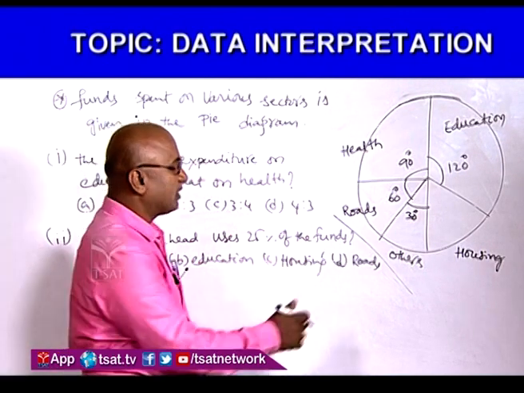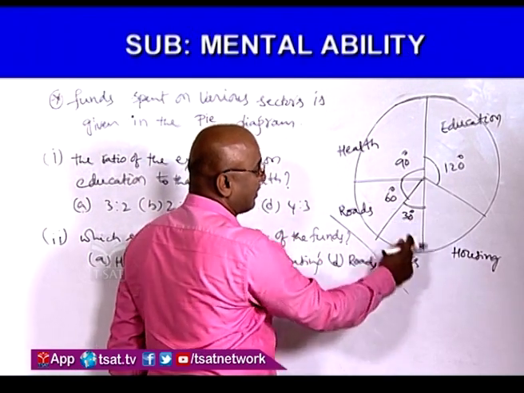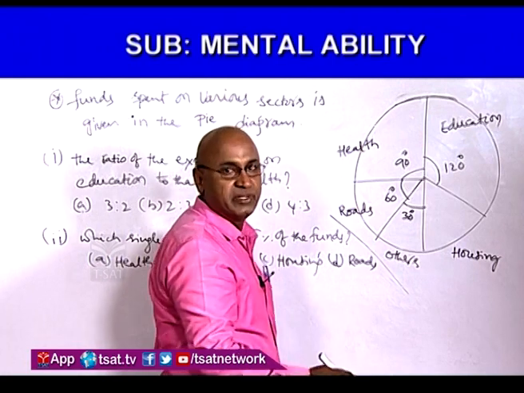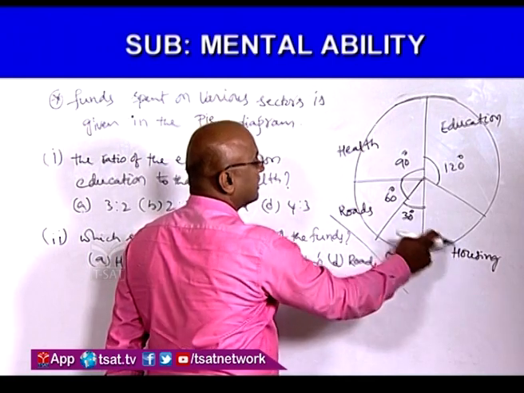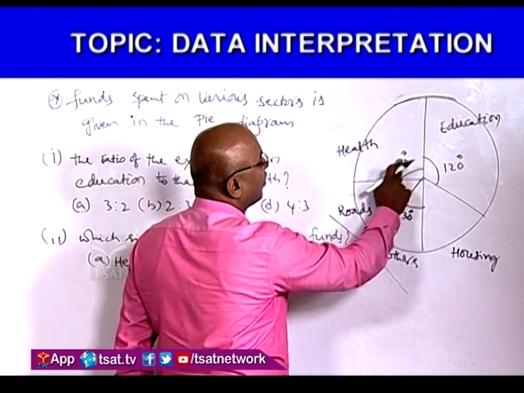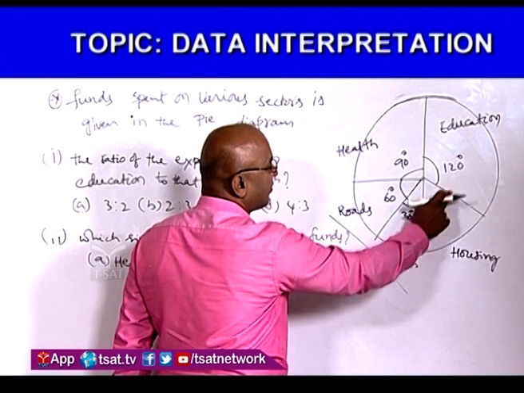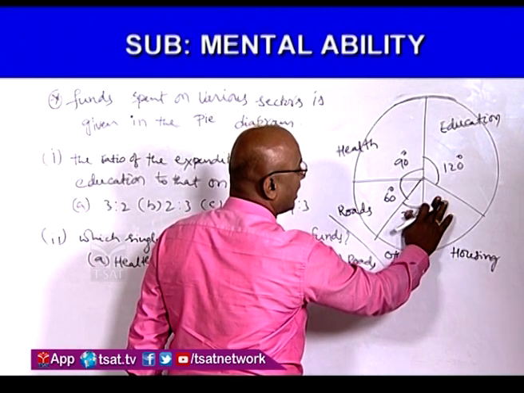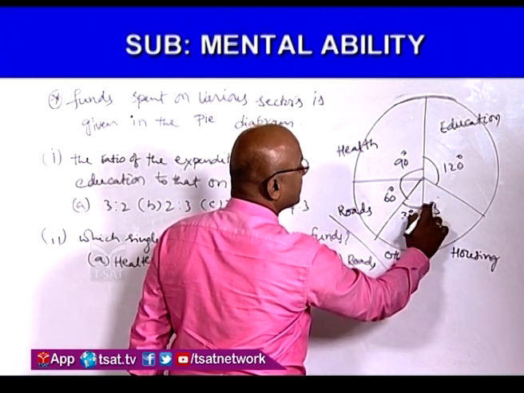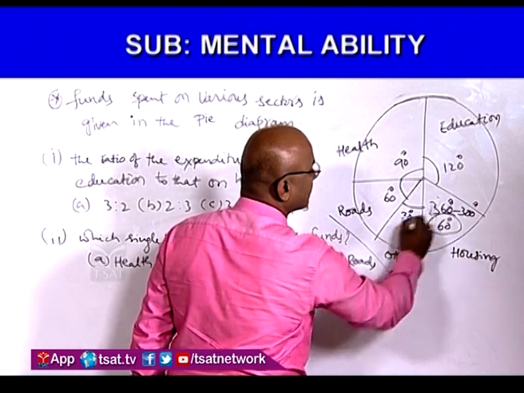Now we will find the housing also. What is the housing? The remaining 360 degrees minus the sum of these allocations will give you the funding of housing. 30 plus 60 is 90, 90 plus 90 is 180, 180 plus 120 is 300. So 360 minus 300, the housing funds, is equal to 60 degrees.